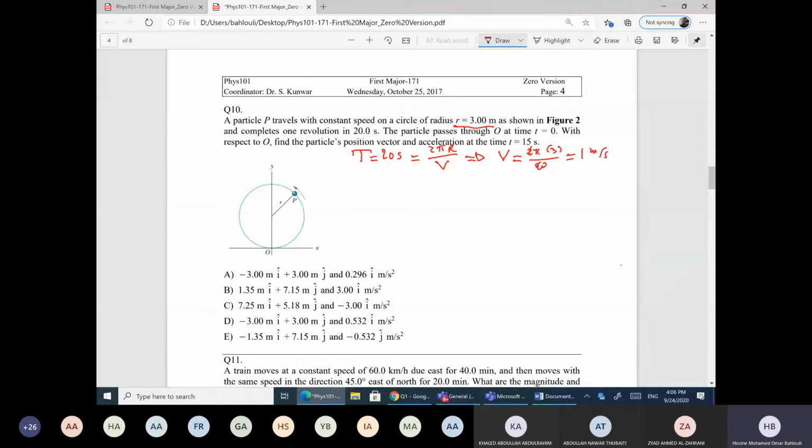Now, the second sentence. The particle passes through O at time t equal to zero. Where is O? It's here. So at t equal to zero, it passed through O. Okay, in which direction? They didn't tell me.